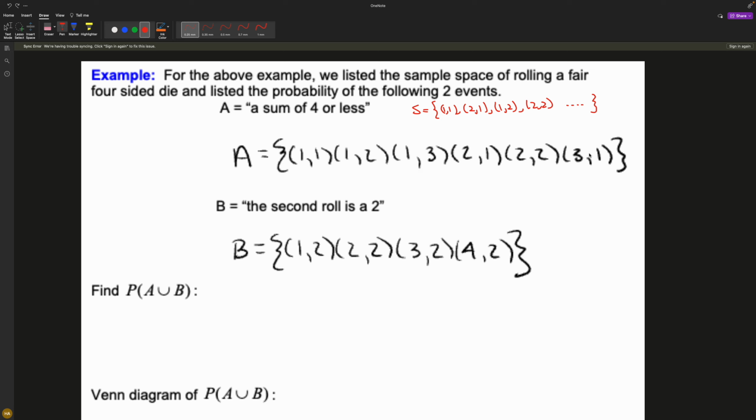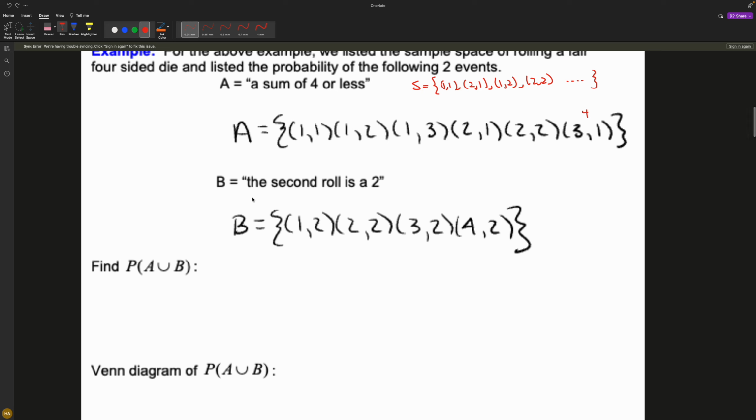Anyway, so for their addition, 3 plus 1 is 4. It can't be more than 4. So if you roll the first one, you get a 4, and you roll the second one, you get a 4, that can be within the set of A, because this adds up to 8, which is not a sum of 4 or less. The second set, which is B, is where the second roll is 2. So you roll it the first time, the second time gets a 2. And you want to get every combination.